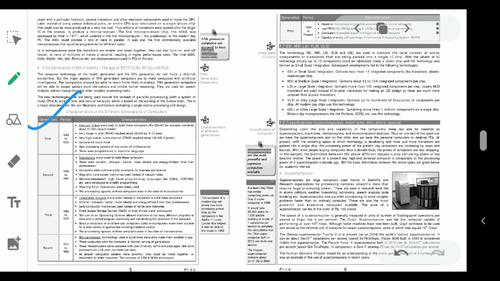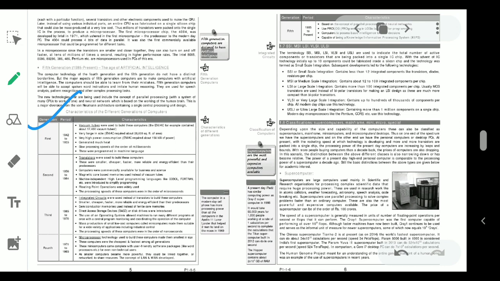Now come to very large scale integration, that is VLSI. It contains 1 lakh components per chip. This is the modern technology that we are using. The next is ultra large scale integration, ULSI, containing more than 1 million components in a single chip.